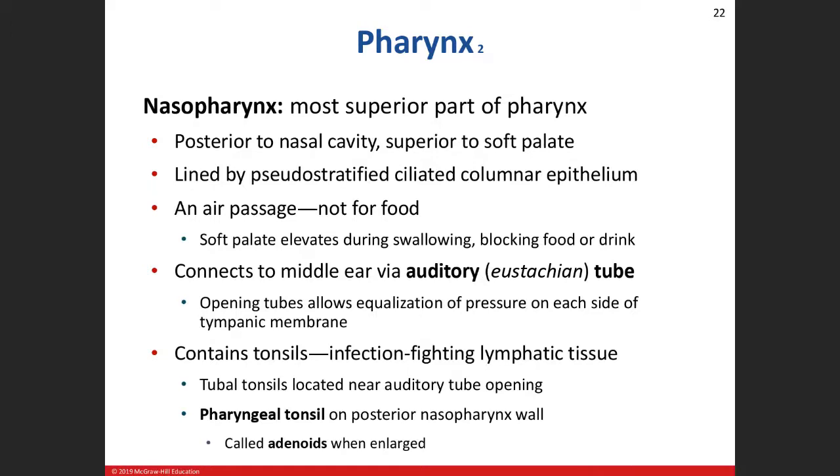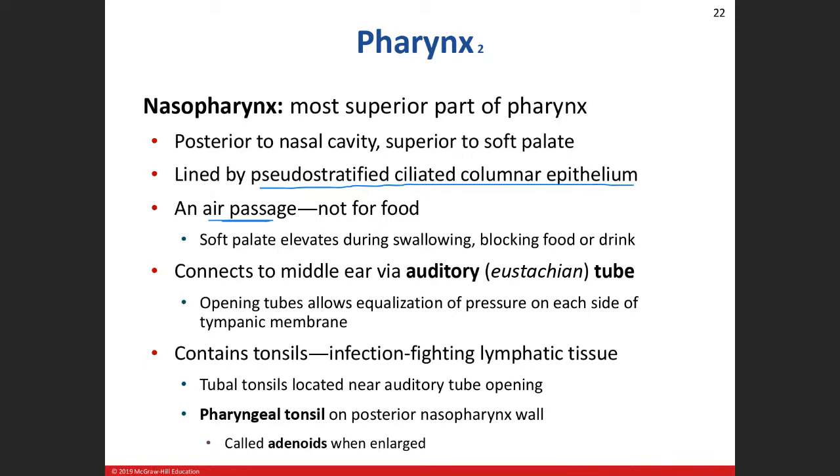So, a quick reminder: the nasal pharynx is lined by pseudostratified ciliated columnar epithelium. Air passage only, no food, unless you're regurgitating food up through your nose, or milk or whatever. Because of the soft palate and the uvula, it will elevate as you are swallowing liquid and food to block food from going up into your nasal cavity.